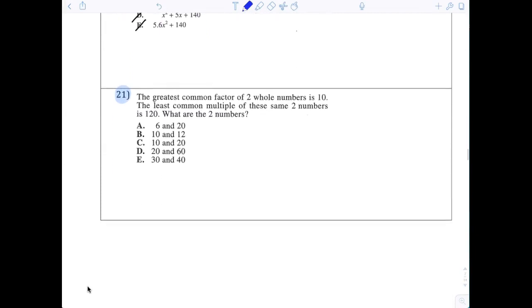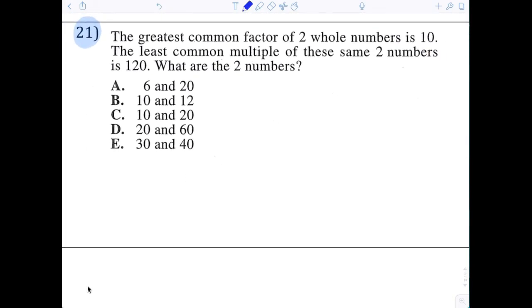Everybody take a look at 21 now. The reason why I put this on here is because I wanted to make sure some of you, who are having a little problems, completely understand GCF and LCM. So the greatest common factor is 10. Is the greatest common factor for A 10? No. B? No. C? Yes. D? No. E? Is 10 the greatest common factor in E? Yes. So we've narrowed it down already. It's either C or E.